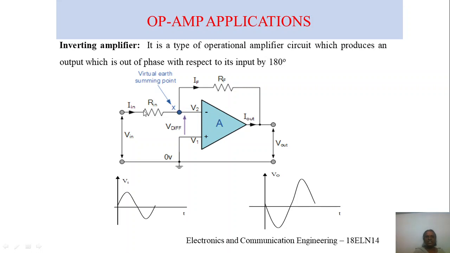The input resistance Rin of the amplifier is equal to the value of the input resistor, this Rin value only, and the closed loop gain of the inverting amplifier can be set by the ratio of the two external resistors.